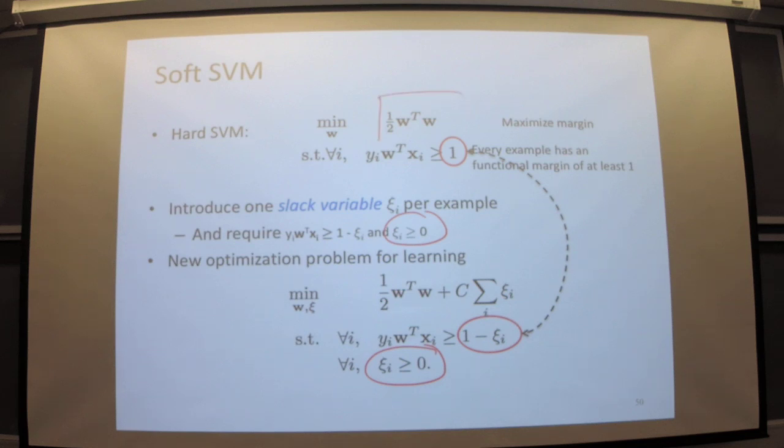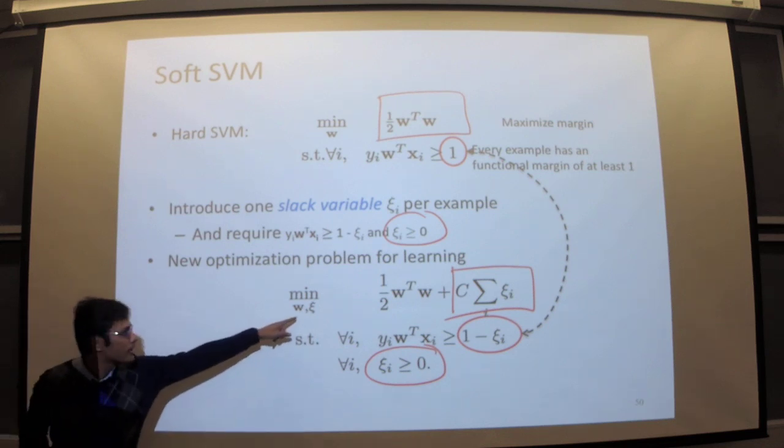Importantly, we have changed the objective. Originally, we were just minimizing half W transpose W. Now we have added this extra term. And what it says is the sum of the slack should be small. Instead of allowing the slack to be as large as you want, I want the sum of the slack to be as small as possible. That way, we don't allow too many examples to break into the margin. Only allow as many as you need to maximize the margin.